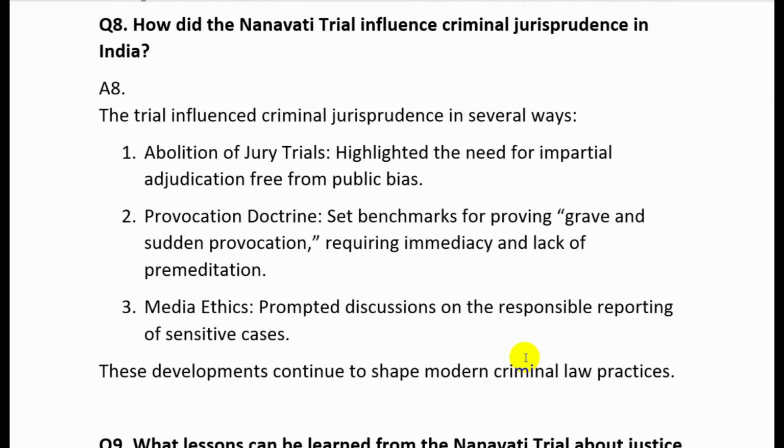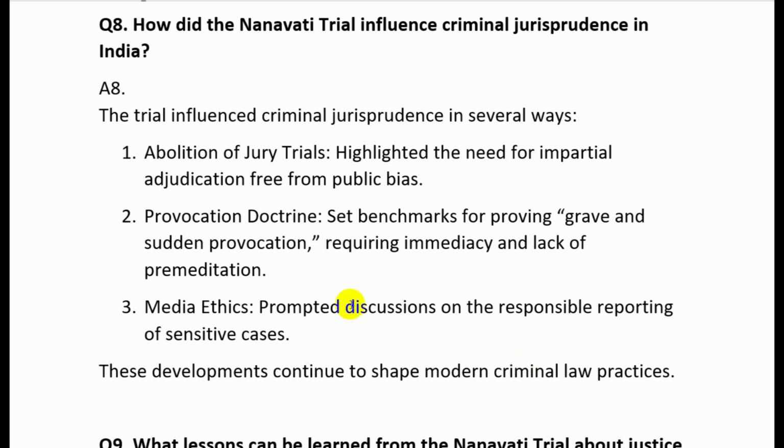how did the Nanavati trial influence criminal jurisprudence in India? The trial influenced criminal jurisprudence in several ways. First, the abolition of the jury trial. It highlighted the need for impartial adjudication free from public bias. It set the benchmarks for proving what is grave and sudden provocation, requiring immediacy and lack of premeditation. That is, that action should have happened immediately on its own will or during that circumstance, and there should be no premeditation or thought of killing or of murdering.